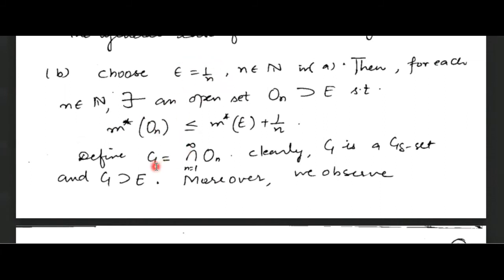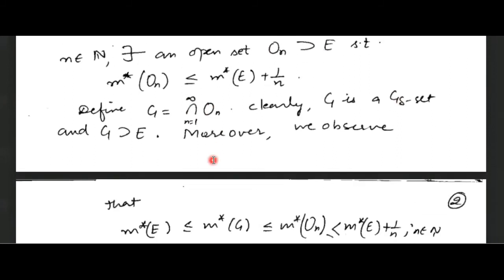Now we can write G as a countable intersection of these O_n, since by definition of G delta, G is a countable intersection of open sets. So this G will be the G delta set such that G contains E. Now why does G contain E? Because for each n, E is contained in O_n. Now if E is contained in O_n for each n, then clearly it will be contained in the intersection also. So E is contained in G.